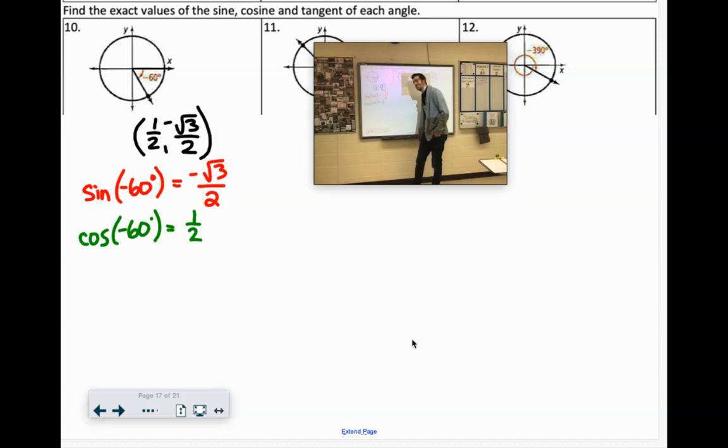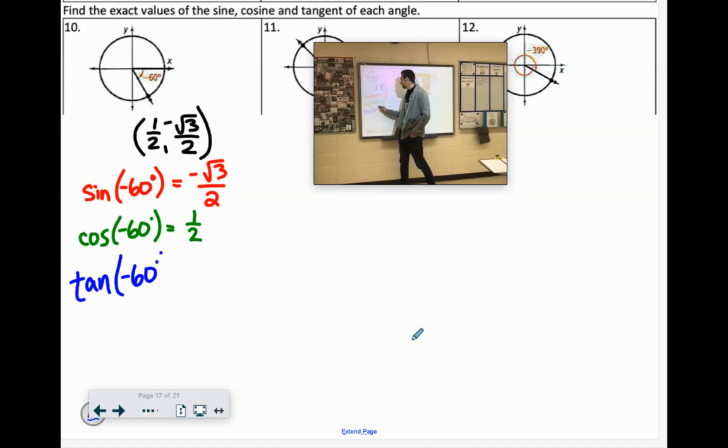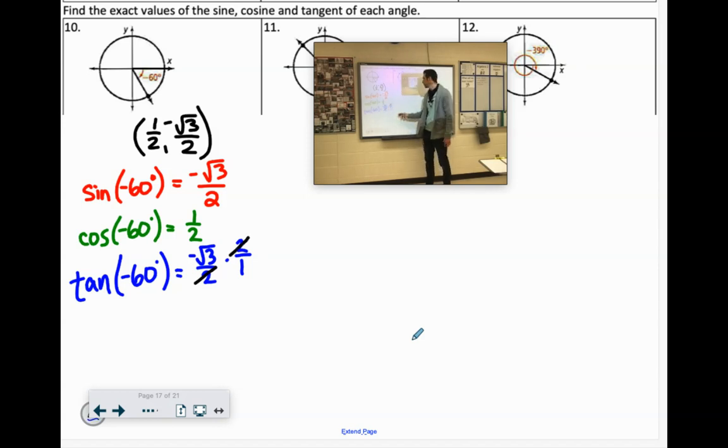The tangent is the tough one on these. We have to do a little work. Tangent of negative 60 degrees is our y, which is negative root 3 over 2, divided by x. But we're going to change it to multiply, and then we're going to use the reciprocal. So our x was 1 over 2, so now we'll have 2 over 1. So we can cancel out the 2's. We're left with negative root 3 over 1, which is negative root 3.